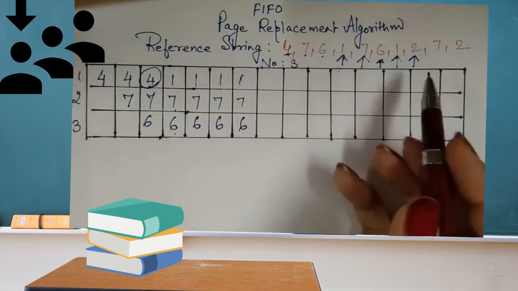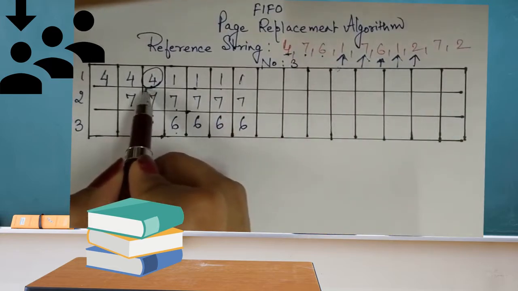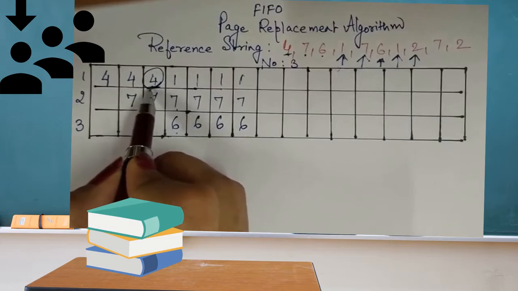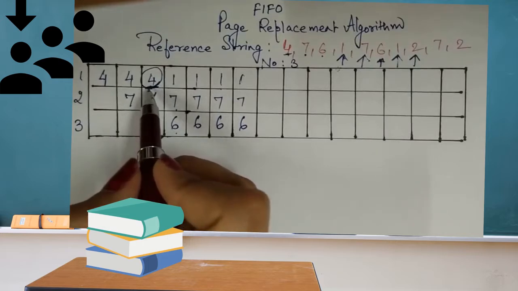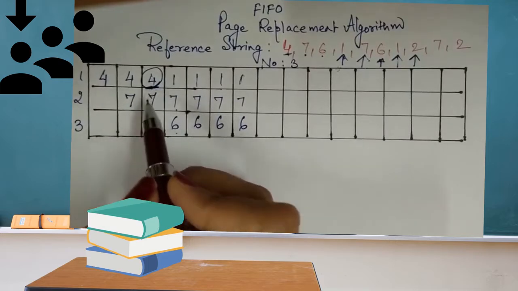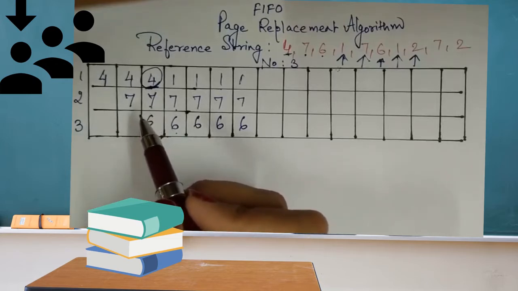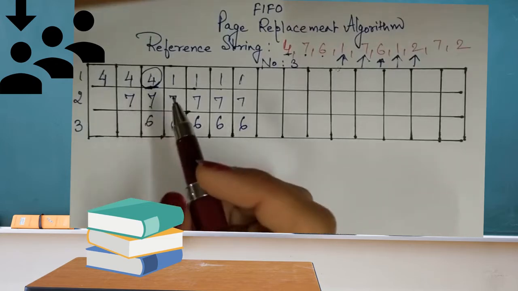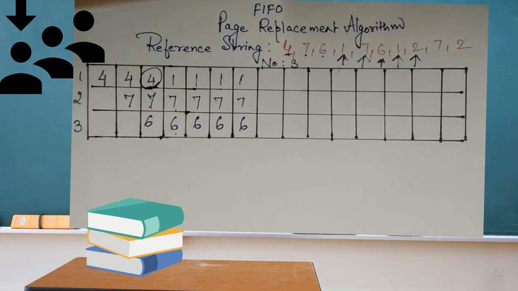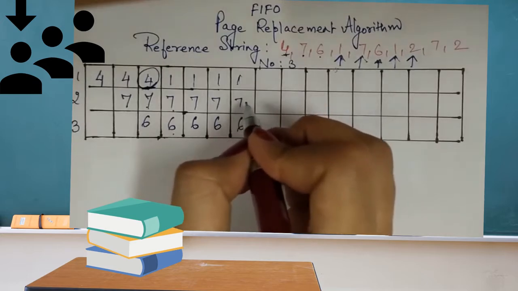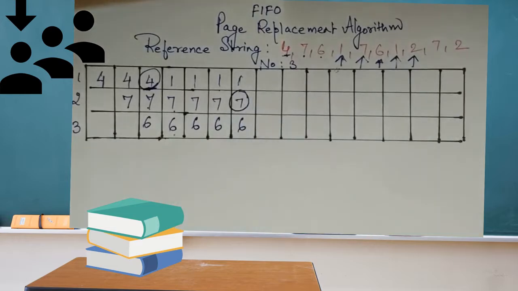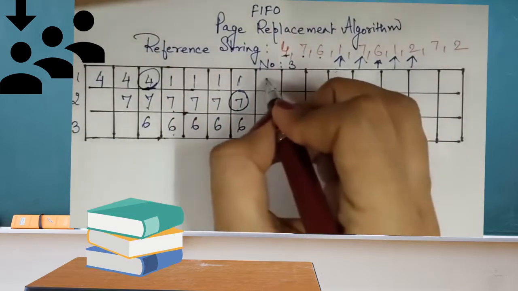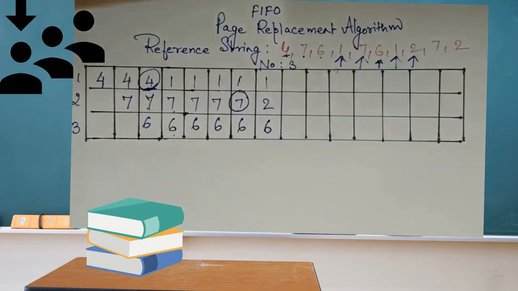How to replace is that we keep track of the page that was last replaced. We replaced 4 the last time. So the page that was brought in after 4 will be replaced next. So 7 will be the page that will be replaced. We would be marking it since we are going to replace this. So 1, 2 and 6.